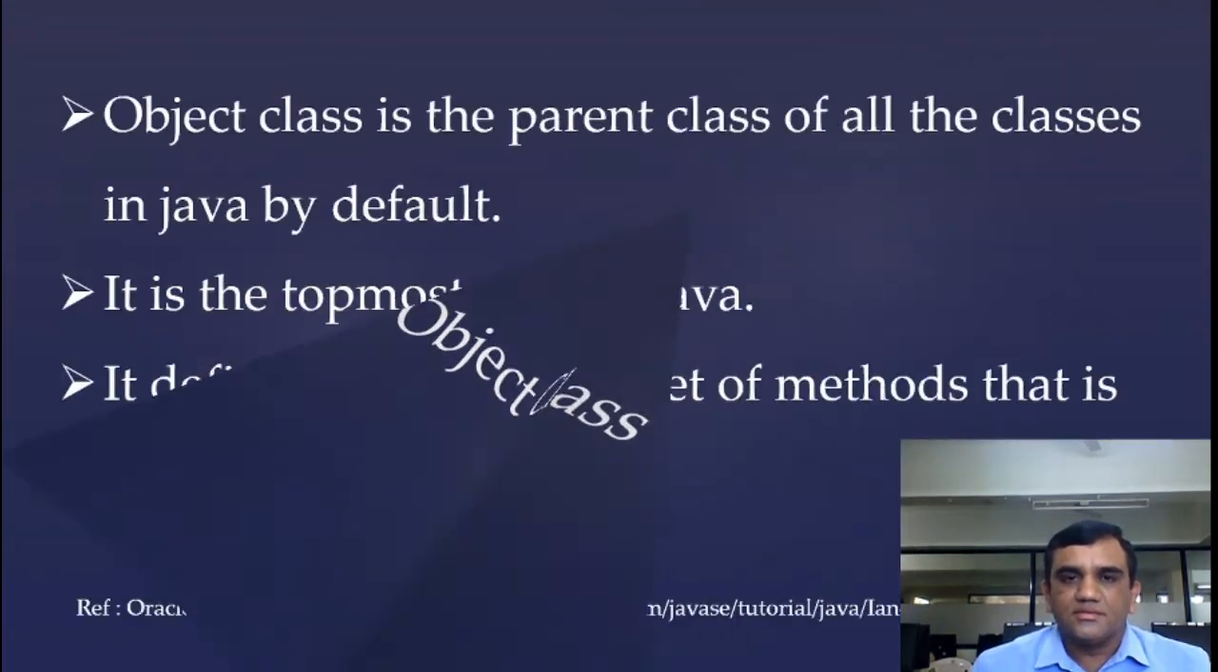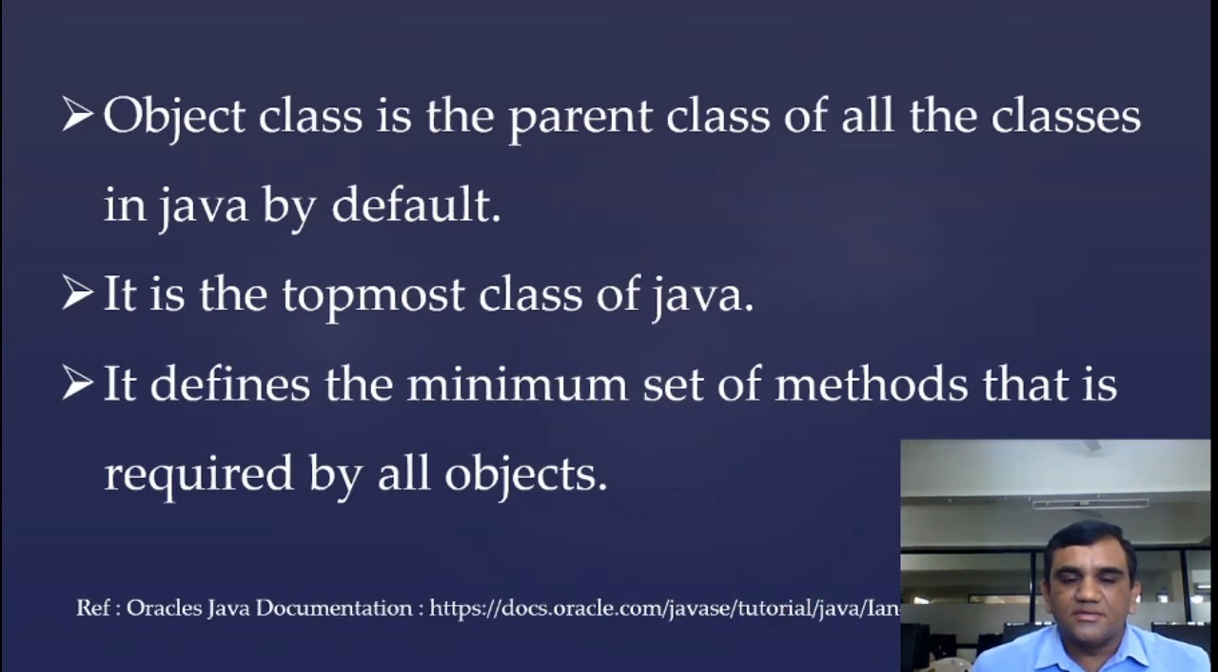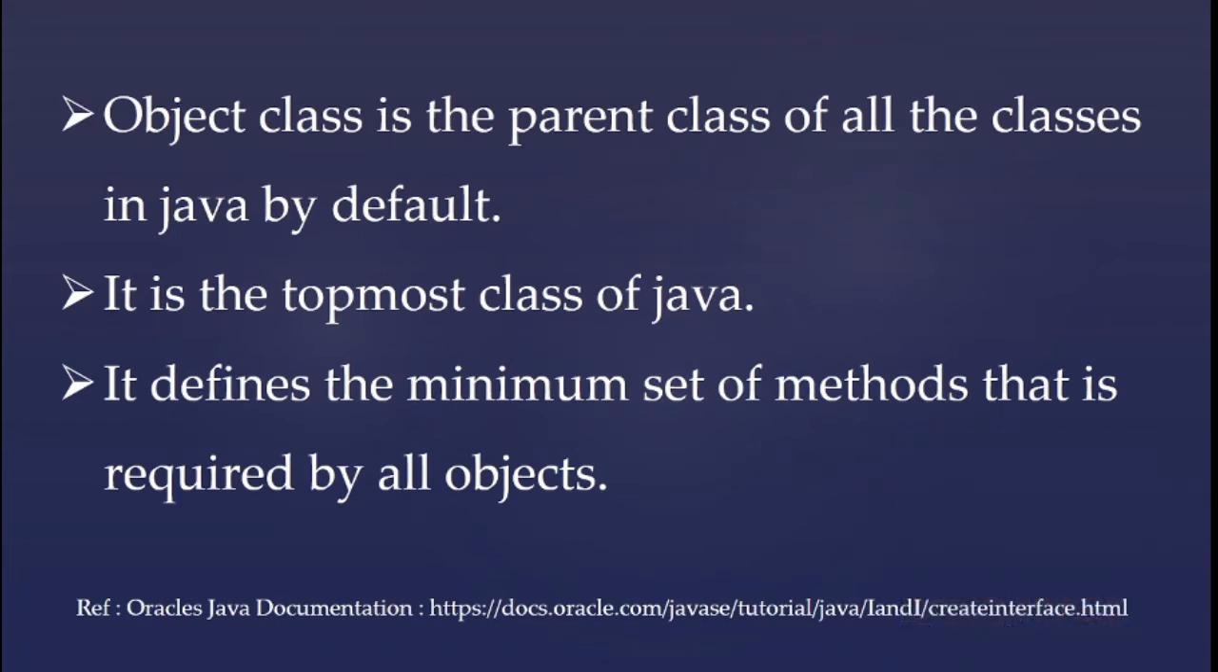The Object class is the parent class of all the classes in Java by default. It is the topmost class of Java, and it defines the minimum set of methods that is required by all the objects.